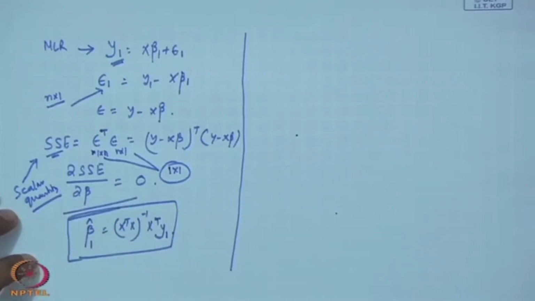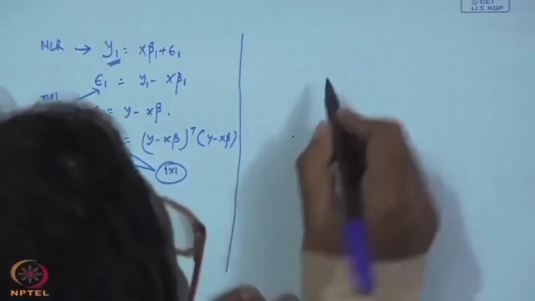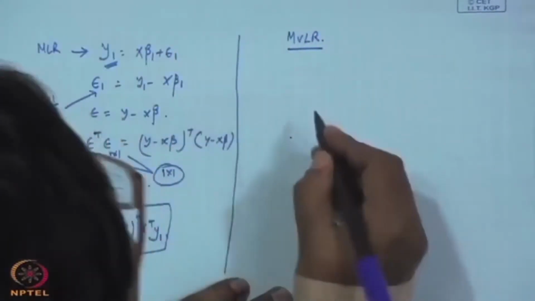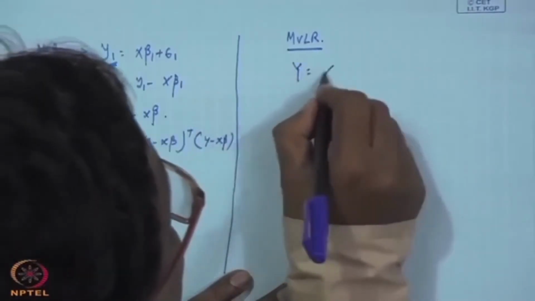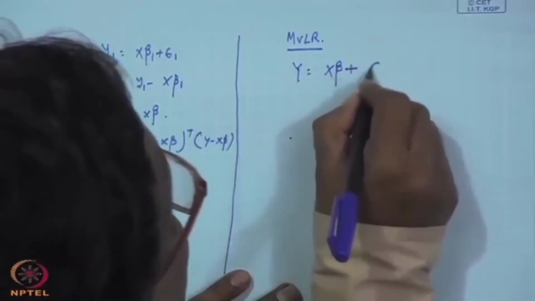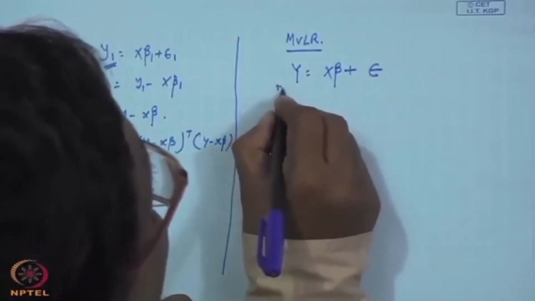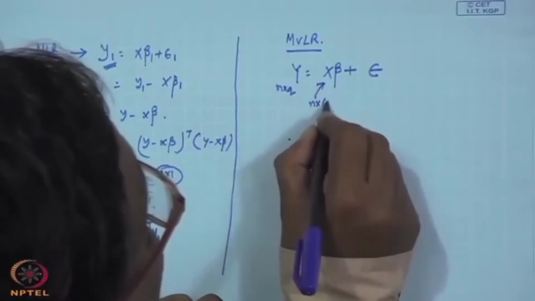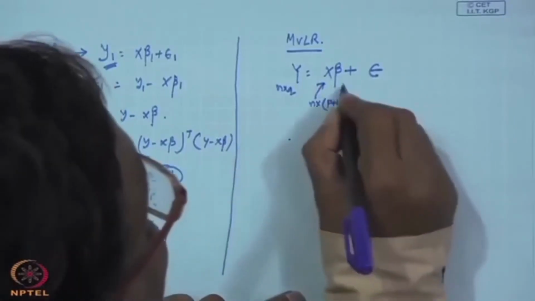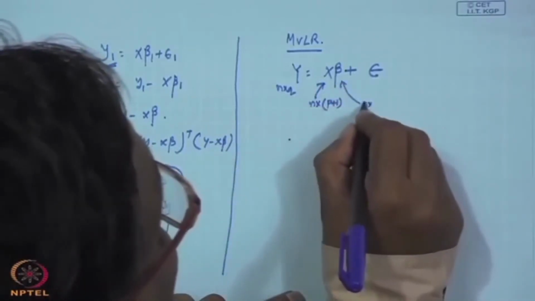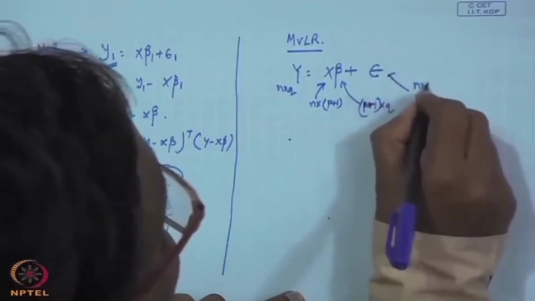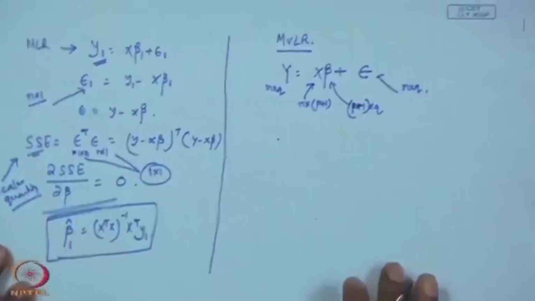SSE is a scalar quantity in case of MLR. Now, what will happen in this case? Suppose we are coming to MBLR. MBLR, same thing, y is x beta plus epsilon, but this one we are saying n cross q, this one n cross p plus 1, this one is n p plus 1 cross q, this is your n cross q. So, let us see what will happen.